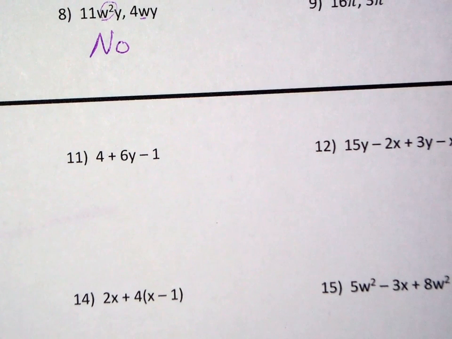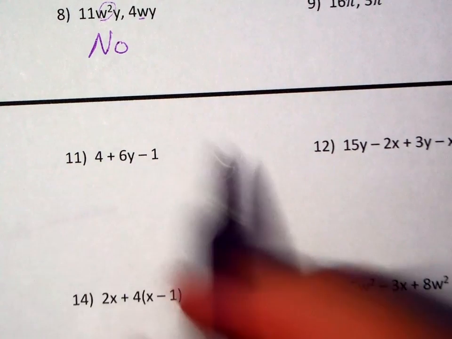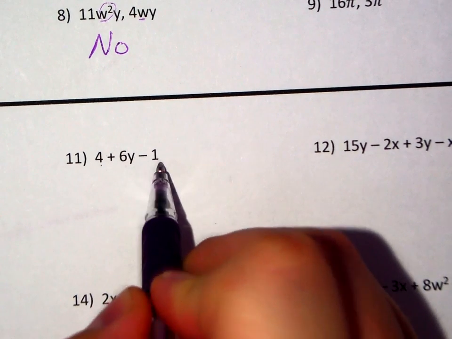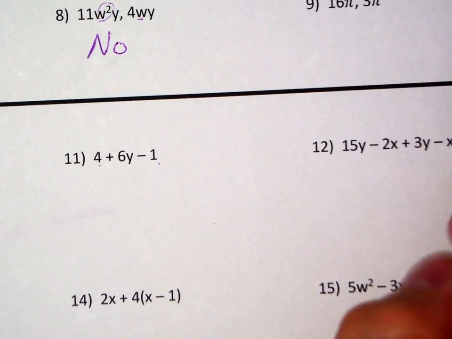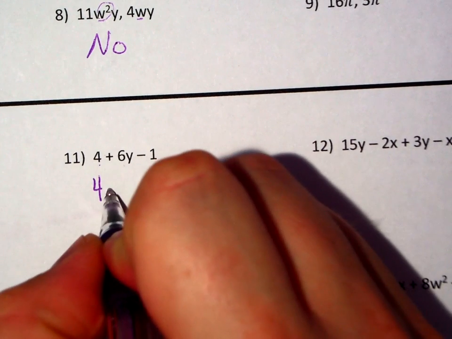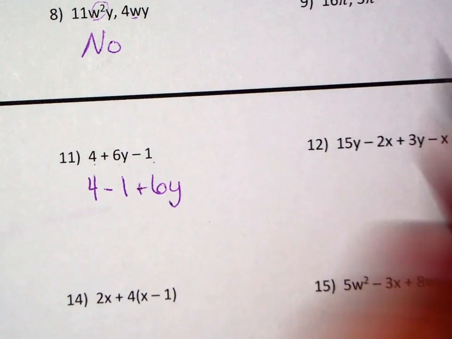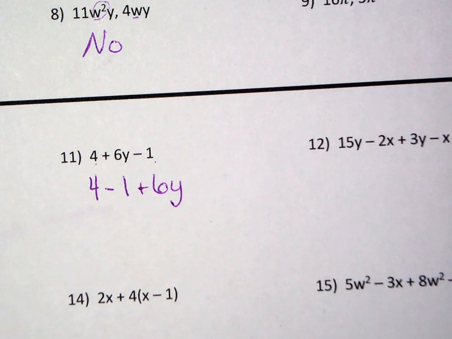Let's look at example number 11. 4 plus 6y minus 1. Well, here we can combine like terms, but we can't do anything with the 6y because our 4 doesn't have a y and our 1 doesn't have a y. So I'm going to use my commutative property to rewrite this expression. 4 minus 1 plus 6y. Because that puts my two integers right next to each other, so I can go ahead and simplify this expression down just a little bit.